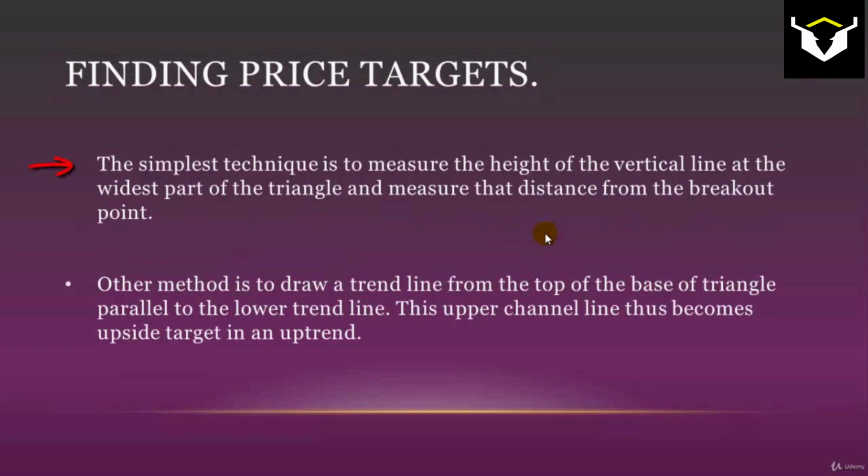The simplest technique is to measure the height of the vertical line at the widest part of the triangle and measure that distance from the breakout point. The other method is to draw a trend line from the top of the base of the triangle, parallel to the lower trend line. This upper channel line thus becomes the upside target in an uptrend.